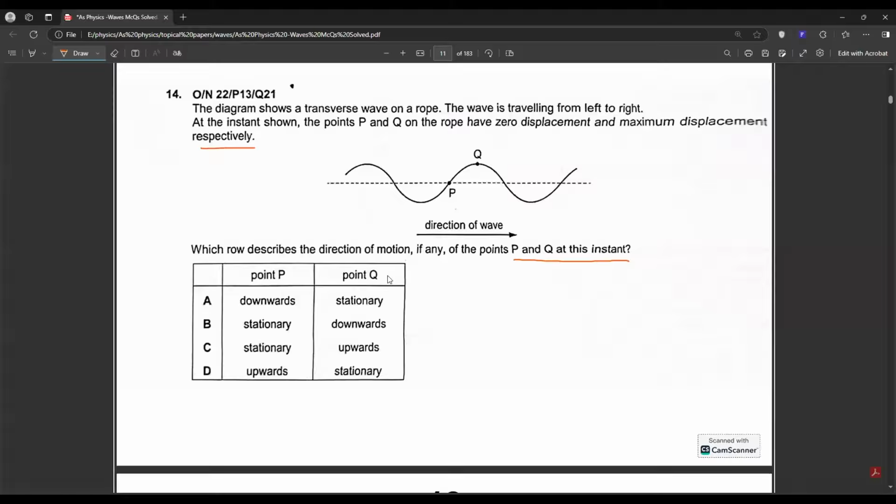What have I told you? At maximum displacement, your velocity becomes zero, kinetic energy becomes zero. So Q will be stationary. B and C options get cancelled out. If you have to calculate the motion of point P, you will draw a dotted line here and will reflect the wave on the backside. Something like this. So P will be traveling downward and Q will be stationary. A is your answer.